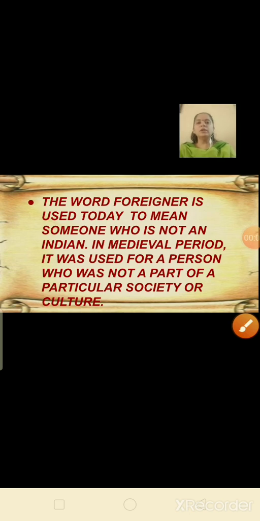So children, in Hindi, the term Pardesi might be used to describe such a person, and in Persian, Ajnabi. Children, a city dweller might therefore have regarded a forest dweller as a foreigner, but two peasants living in the same village were not foreigners to each other, even though they may have had different religious or caste backgrounds.